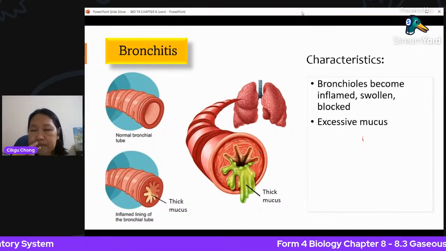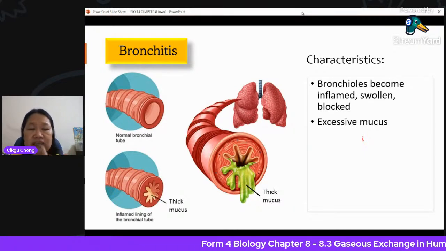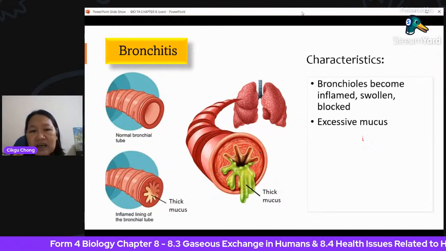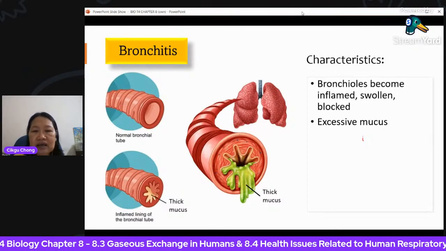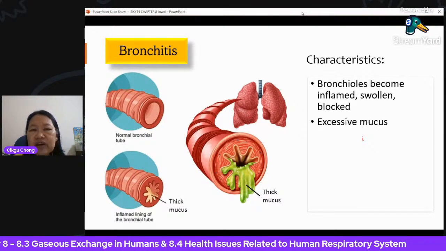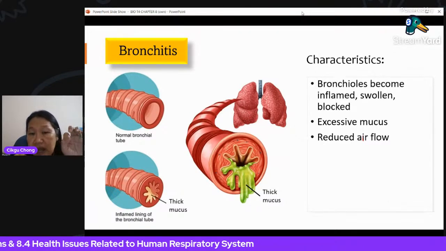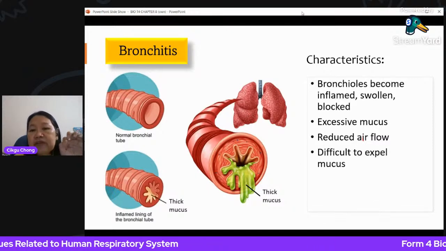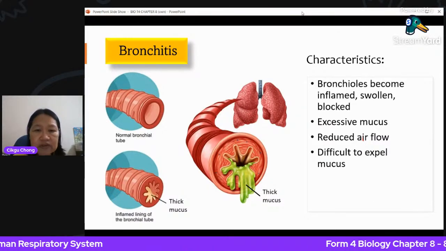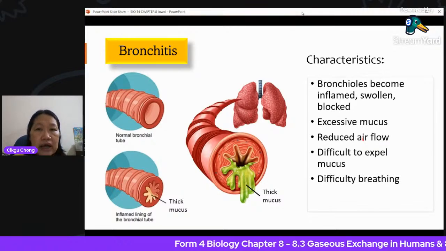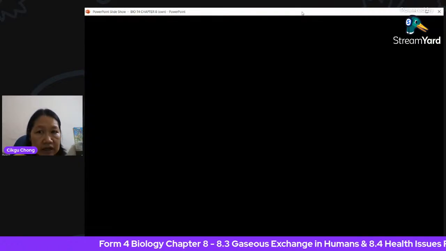Okay, mucus is the thing that comes out of the nose, very sticky and very gooey, right? And that is very disturbing for you, right? Then you have reduced airflow because the airway is already narrow, and it is difficult to expel the mucus. Sometimes it is difficult to cough it up, and there is difficulty breathing. So this is similar to the asthma. Okay, now let's look at the next one.